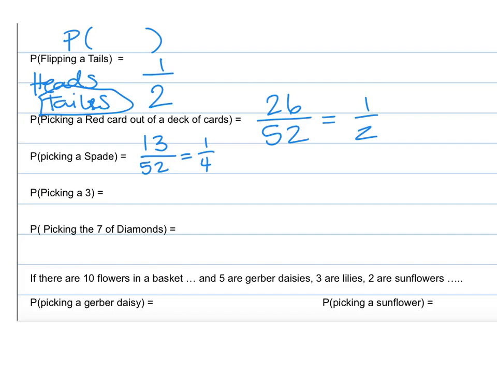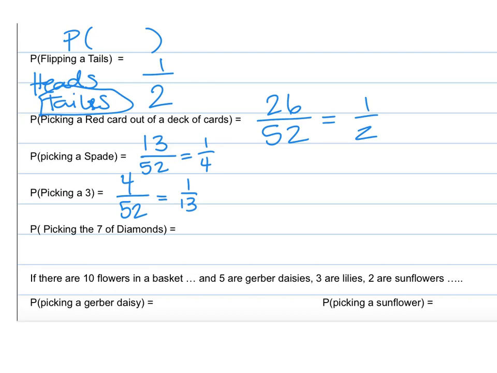The probability of picking a 3 out of the deck. Well, again, there's 52 cards in the deck. There's the 3 of hearts, the 3 of diamonds, the 3 of clubs, and the 3 of spades. That's 4 possible outcomes out of the 52. And if we simplify that, that simplifies to 1/13.